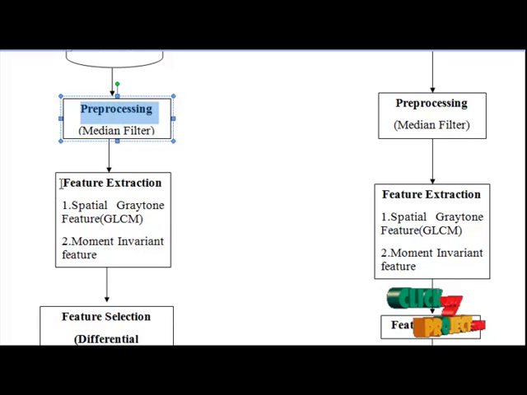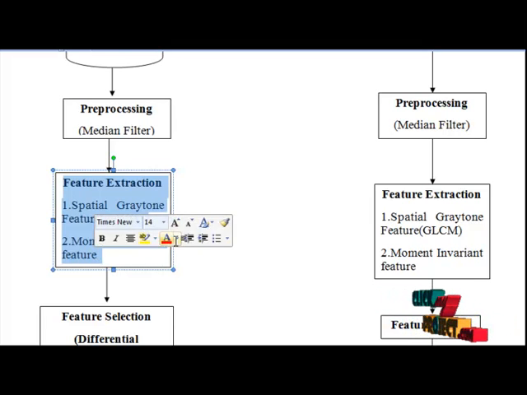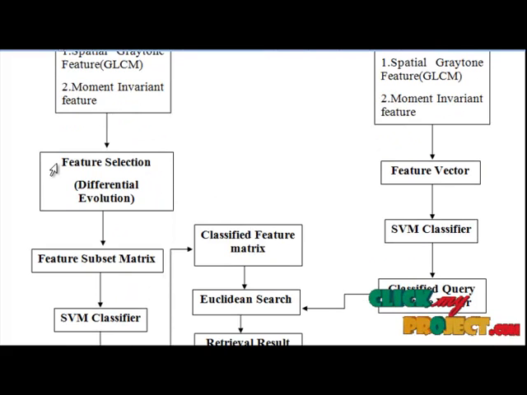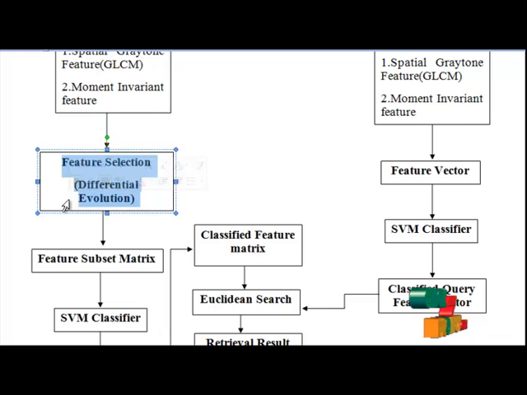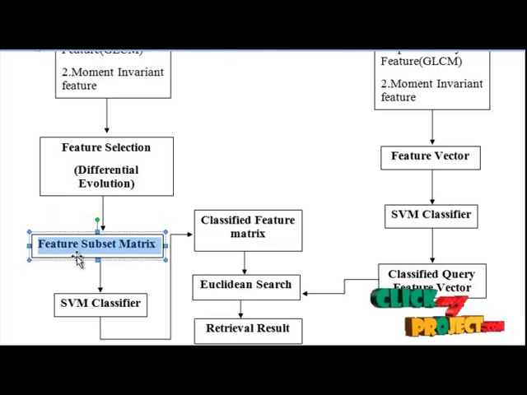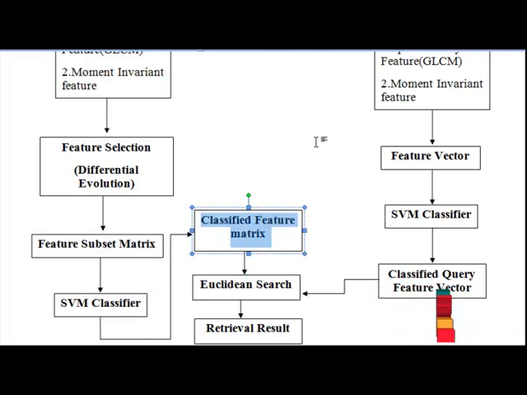And the next step is feature extraction. Features are extracted from all the MRI brain images in our database. Here, GLCM and moment invariant features are extracted from each image in our dataset. The next step is feature selection with the help of the DFS algorithm. Best features are selected with the help of DFS and constructed into a feature matrix that is called our feature subset matrix. Then it is passed through the SVM classifier, which classifies the training images.